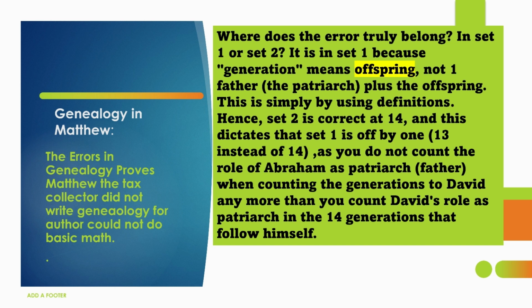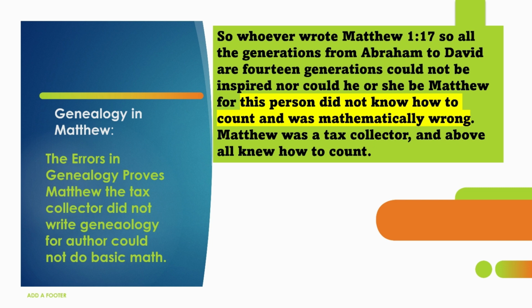So here's the way I put it to him. Where does the error truly belong? In set 1 or set 2? It is in set 1 because generation means offspring, not one father, the patriarch, plus the offspring. This is simply by using definitions. Hence, set 2 is correct at 14, and this dictates that set 1 is off by 1, 13 instead of 14, as you do not count the role of Abraham as patriarch or the father when counting the generations to David, any more than you count David's role as patriarch in the 14 generations that follow himself.